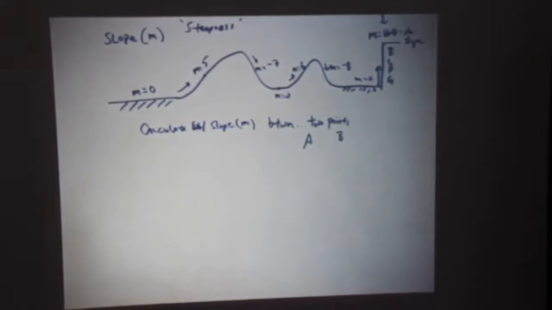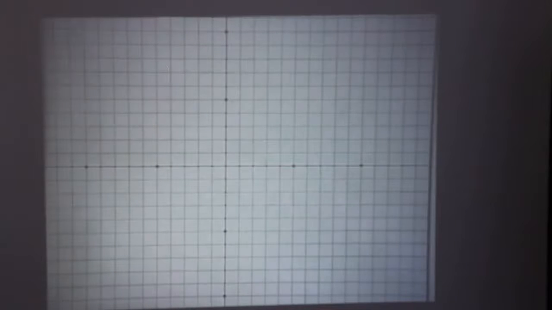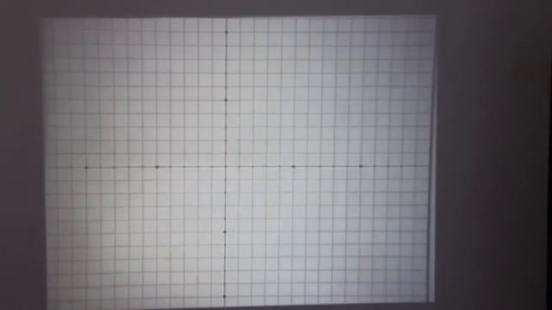And to help us out with that, we'll use our XY grid to help us out with slope. I need to find my overhead marker. Where did I put it? Alright, where did I put the overhead marker? Here's one.